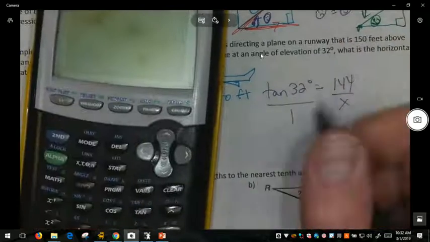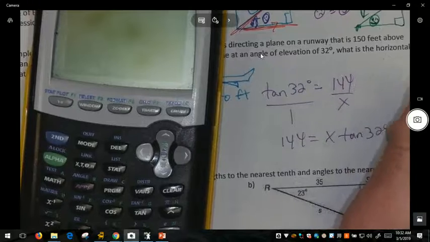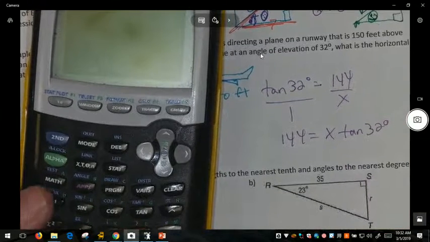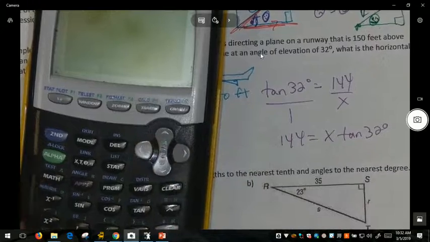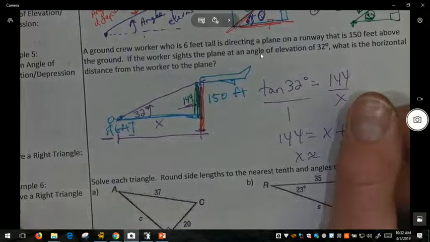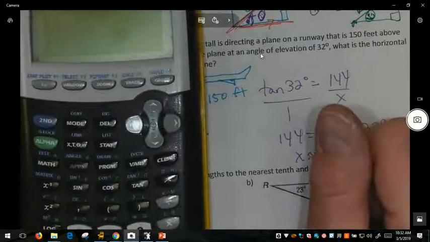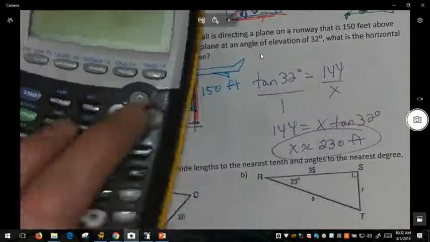So I cross multiply, I have 144 equals x times tangent of 32. I do 144 divided by the tangent of 32 degrees, whoops. And I get that x is approximately, it said round to the nearest, it didn't say, so we'll round to the nearest foot. Roughly 230 feet away.